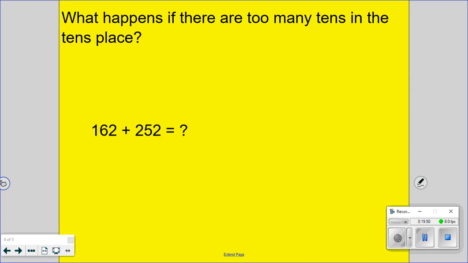You guys are pretty good at what happened if there are too many ones. But there can be too many tens. Go ahead and write that question at the top, please. What happens if there are too many tens in the tens place? Thank you for reviewing. You're right. The highest digit that can go in our tens place is still 9, which would be 90. 90 something. 91, 92, 93. Doesn't really matter. 95. What's going to happen if I get too many tens?